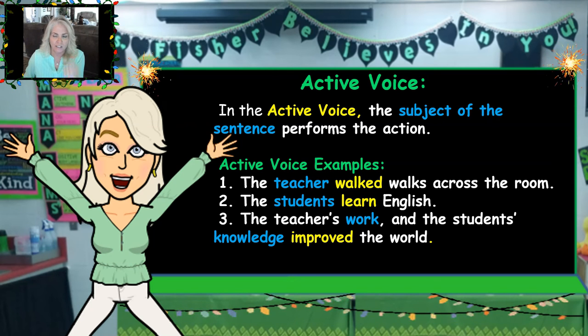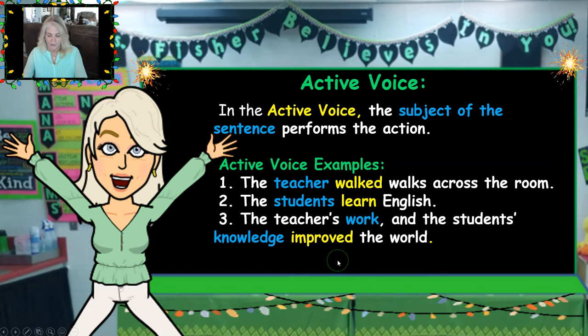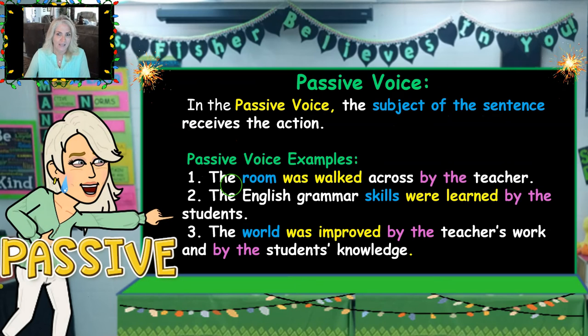So in the active voice, the subject of the sentence performs the action. The teacher walks across the room. The students learn English. The teacher's work and the students' knowledge improved the world. So we want active voice, whatever's doing the action. Passive voice: the room was walked across by the teacher. The English grammar skills were learned by the students. The world was improved by the teacher's work and by the students' knowledge.